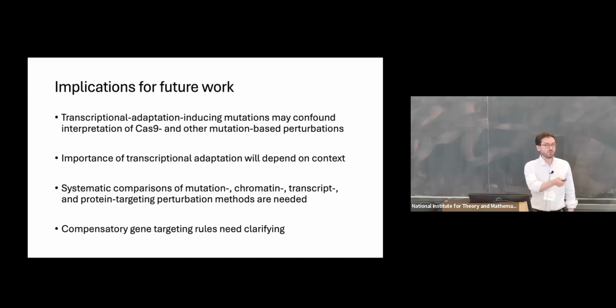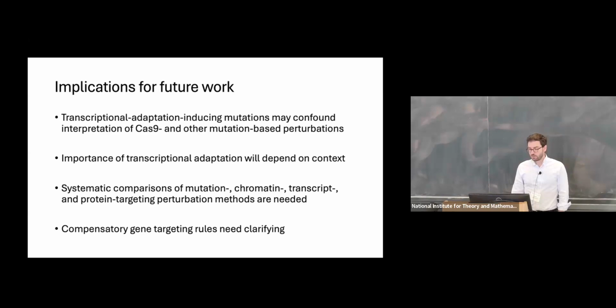We're going to need to do these systematic comparisons of mutation-based genetic perturbations, chromatin targeting, transcript targeting, protein targeting perturbations to really narrow down where transcriptional adaptation specifically is occurring, as opposed to feedback loops, as opposed to other mechanisms of compensation, in order to understand what we're dealing with as the biological substrate of our perturbations.